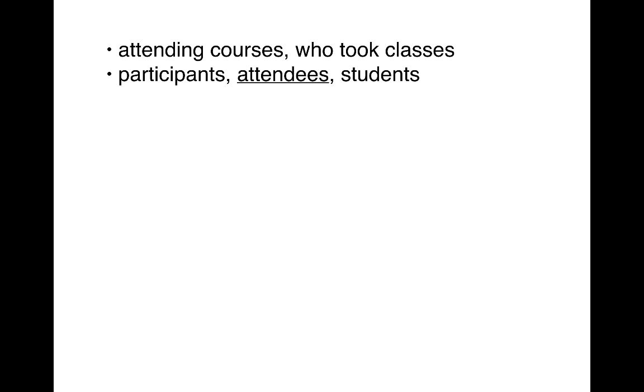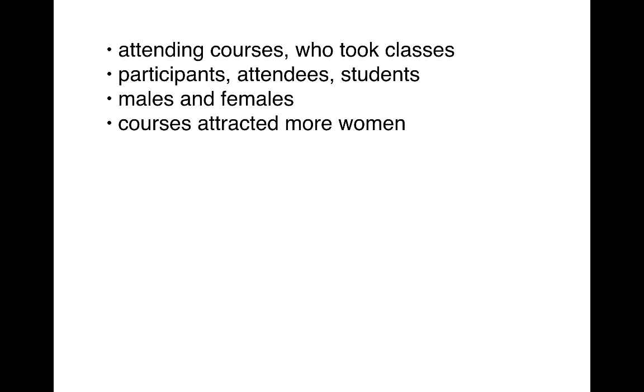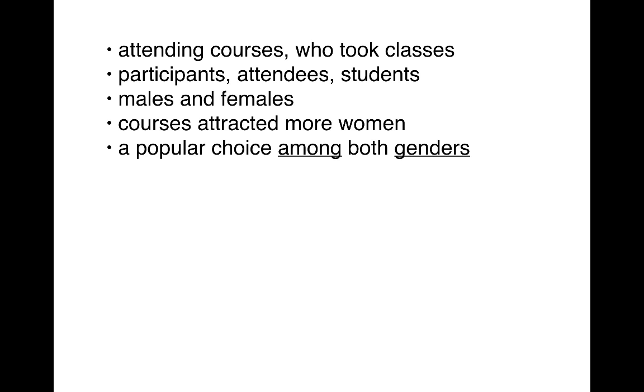Starting with attending courses, that was from the question, and I used who took classes. I also wrote about participants, attendees and students, and males and females instead of men and women. Courses attracted more women. Instead of saying women attended courses, the courses attracted women. I've changed the order around and used the verb attracted. A popular choice among both genders. Instead of men and women or males and females, both genders is a good phrase. And a popular choice among them.